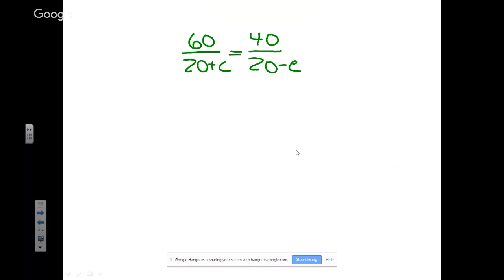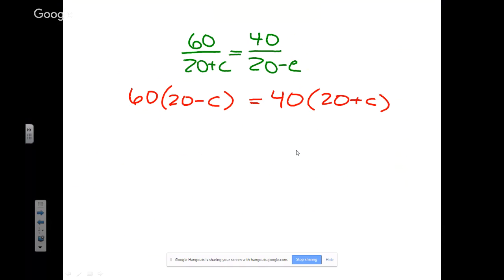So what I want you to see is to get rid of this, I'm going to times it to this side, right? And to get rid of this, I'm going to times it to this side. So what I end up with, if you can do this in one step, is 60, and the thing that was in the bottom goes there, and the 40 gets the thing that was in the bottom, and it goes there.